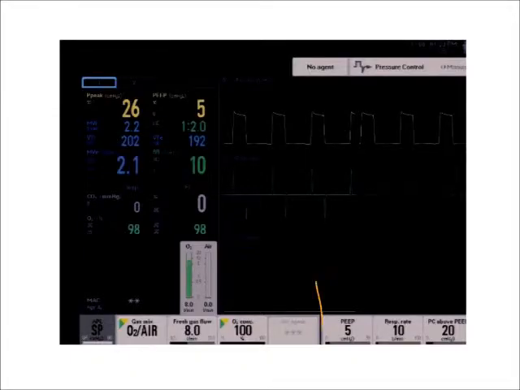Down at the bottom right portion of the screen, these are my settings, and in this scenario I'm just going to be changing my respiratory rate setting, and here it is right here. So we'll notice changes in respiratory rate. My PEEP and my pressure control, however, are going to remain constant.